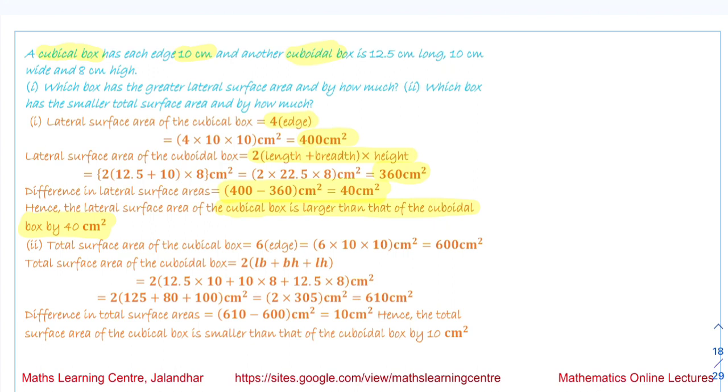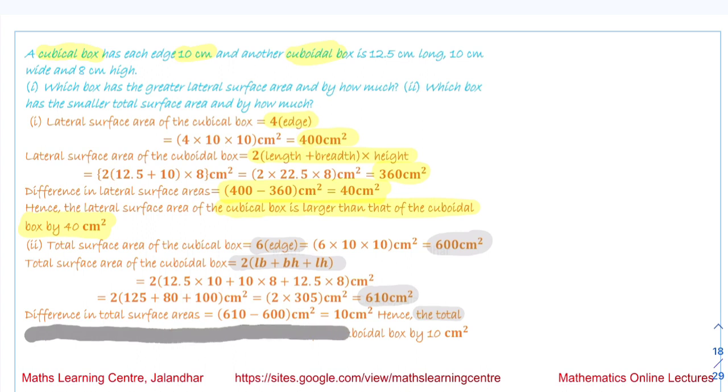Similarly, in the second part, we have to calculate the total surface area. Total surface area we know it is 6 times a squared, and this is 2 times L into B plus B into H plus L into H. Again, when we substitute the values in these two formulas, we get it is 600 centimeter square, and this is 610 centimeter square. So what we see is that the total surface area of the cuboidal box is smaller than the cubical box by 10 centimeter square.